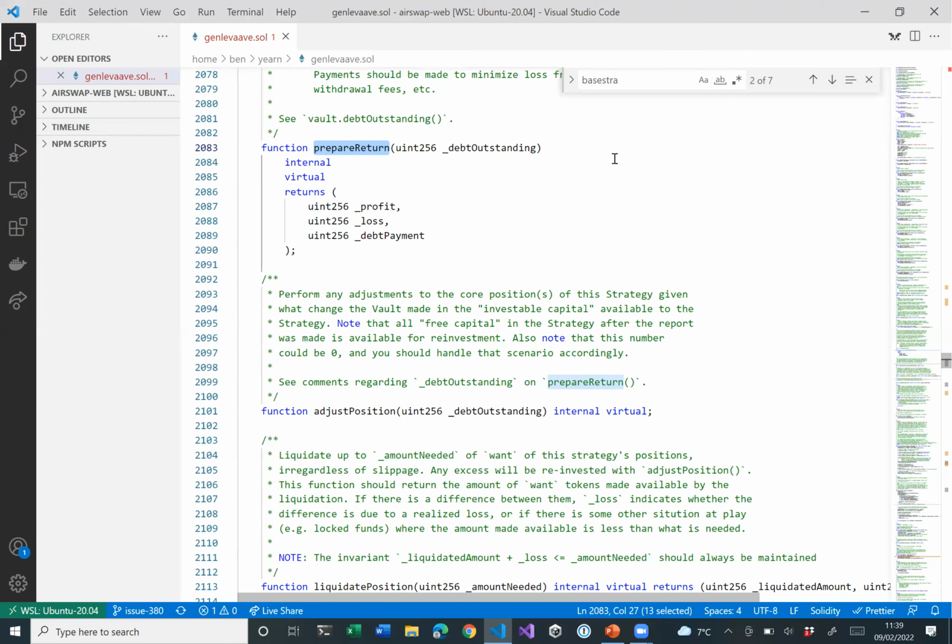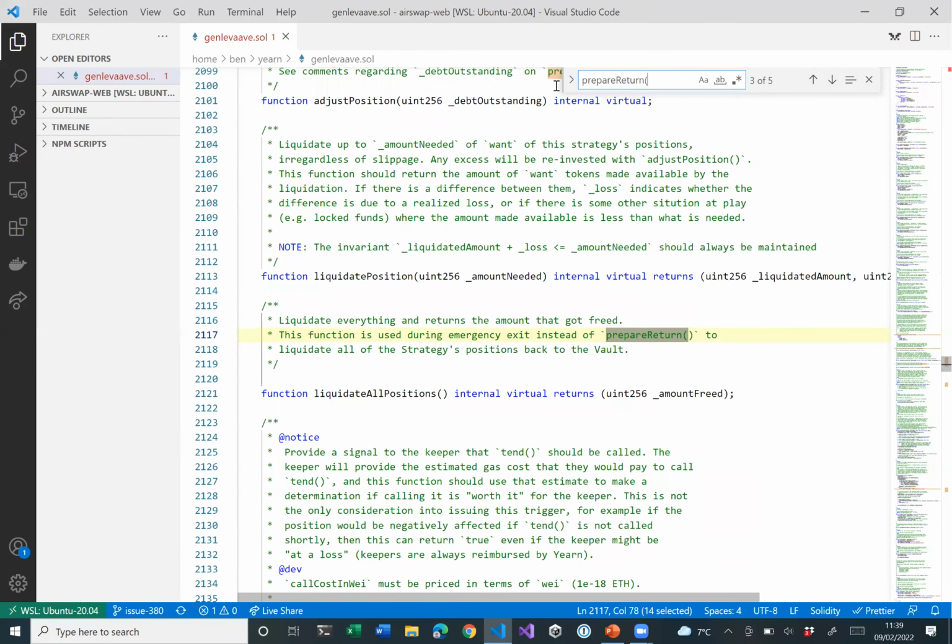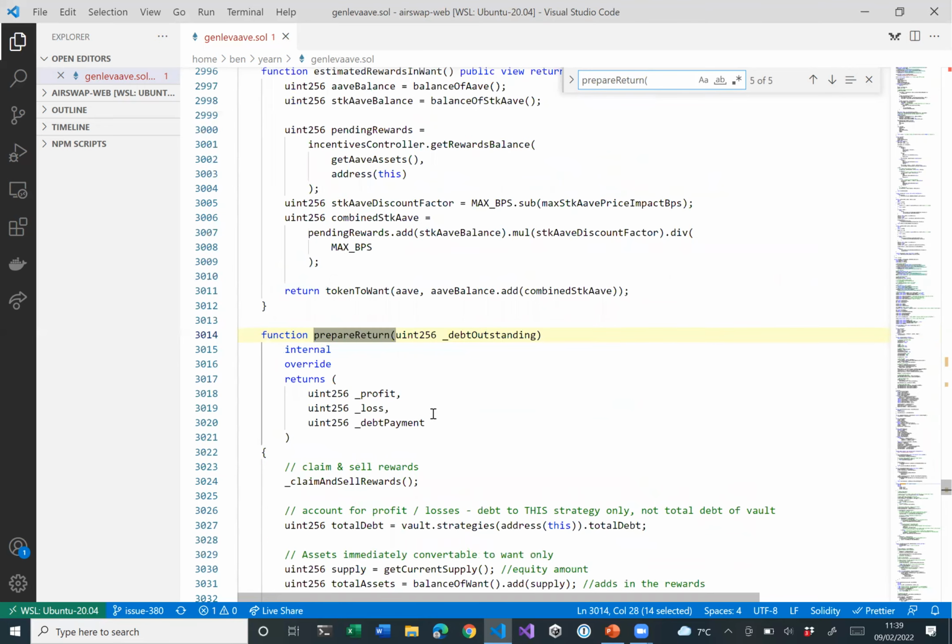Is it only internal in the contract where it's implemented? Because obviously, I think maybe this is not an implementation, right? This is just the signature. So maybe we can have a look at the implementation. This is what we looked at earlier, right? This is the prepare returns. So you can see it down below. Yeah, it's implemented here.